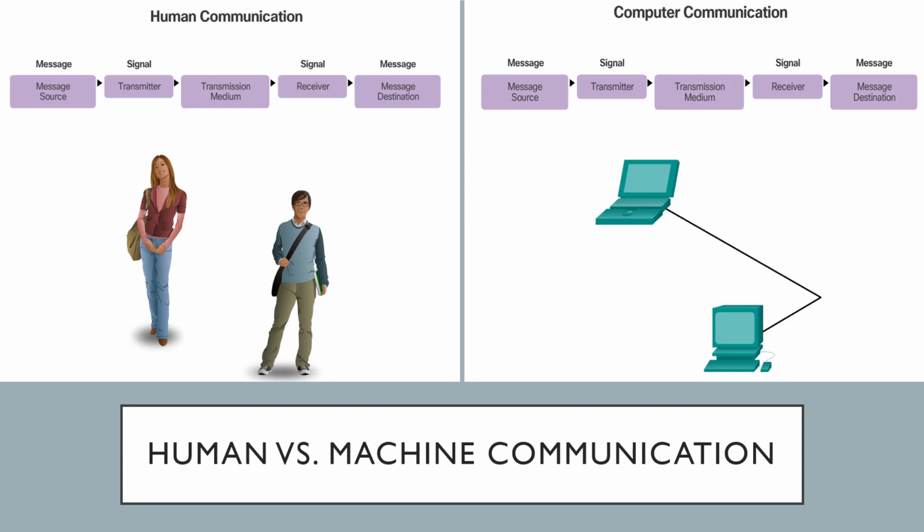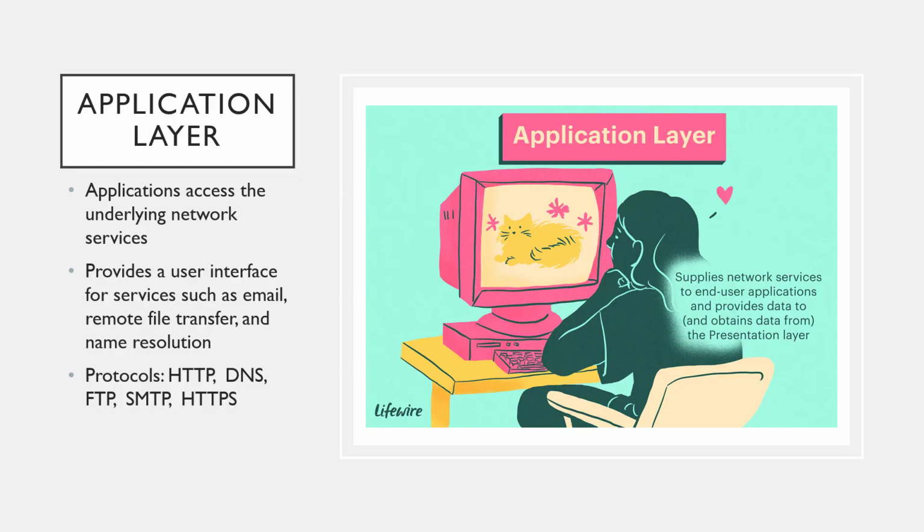So in human communication, you want to make sure that the sender or the message source and the message destination can both understand each other with the same language. Same thing with computer communication. So the first layer is the application layer. All right. Remember, it is the actual application or the PC that you're using. It accesses that underlying network service. You are interacting with the application layer. So it could be like an email interface, remote file transfer, name resolution, any of those.